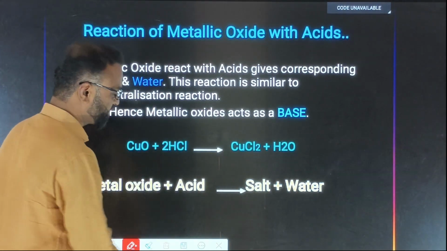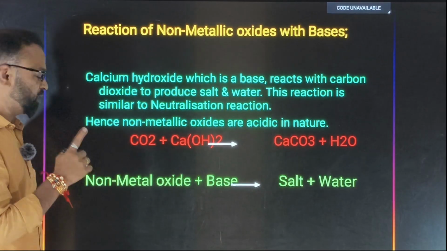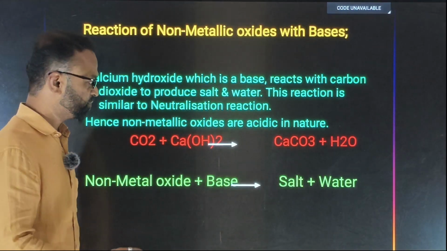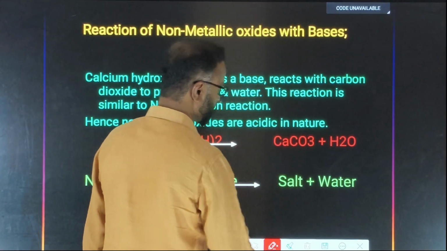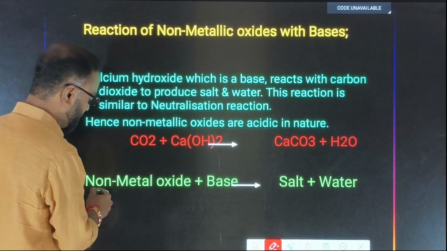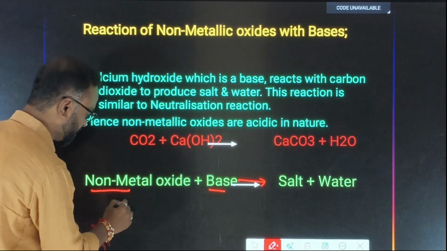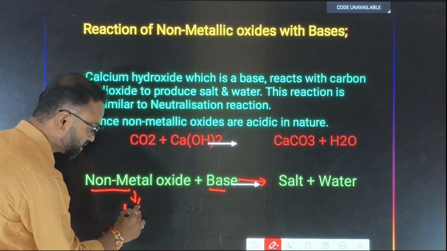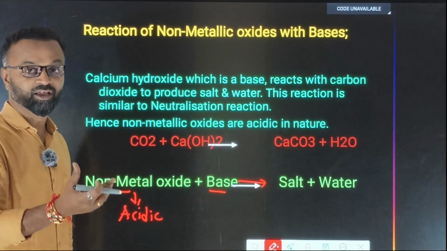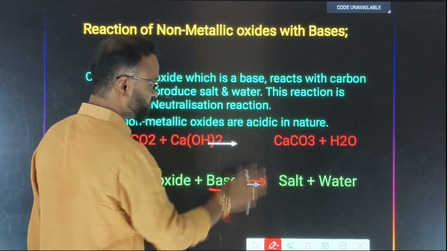So let us start with the next chemical property, that is the reaction of the non-metallic oxide with the bases. Now, I already mentioned this. If non-metallic oxides react with a base, that means non-metallic oxides are behaving as an acid. They show the acidic property. That's the reason they are able to react with the base, and they form their respective salt and water.